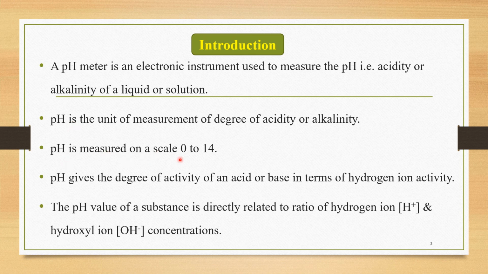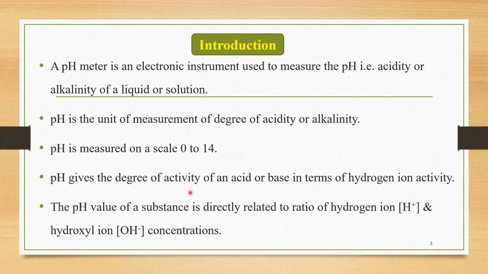pH is measured on a scale of 0 to 14. We know very well that the pH range is from 0 to 14. In between this range, different types of solutions have different values of pH. It may be acidic, it may be basic, or it may be neutral.